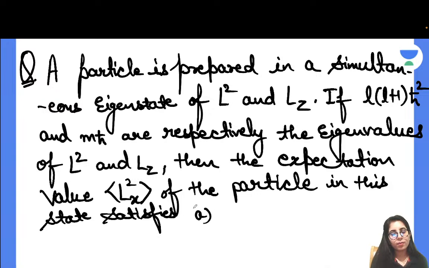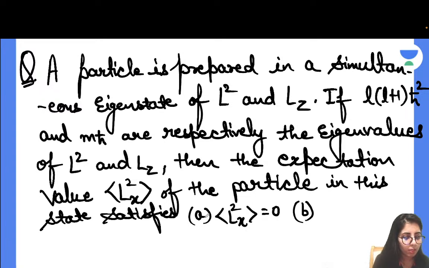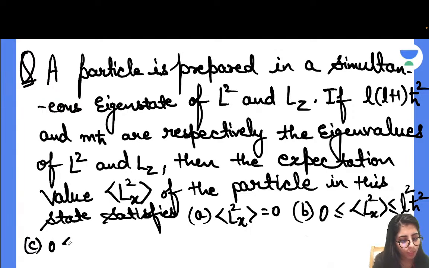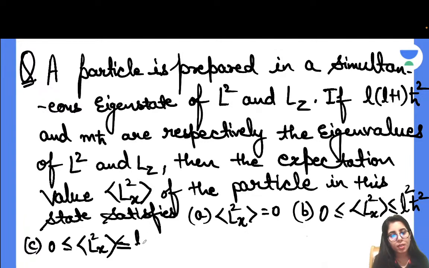Options are: Option A, Lx square expectation value is 0. Option B says Lx square expectation value lies between 0, the lower value, and the other one is L square h cut square. Option C is 0 and Lx square expectation value L times L plus 1 h cut square divided by 2.